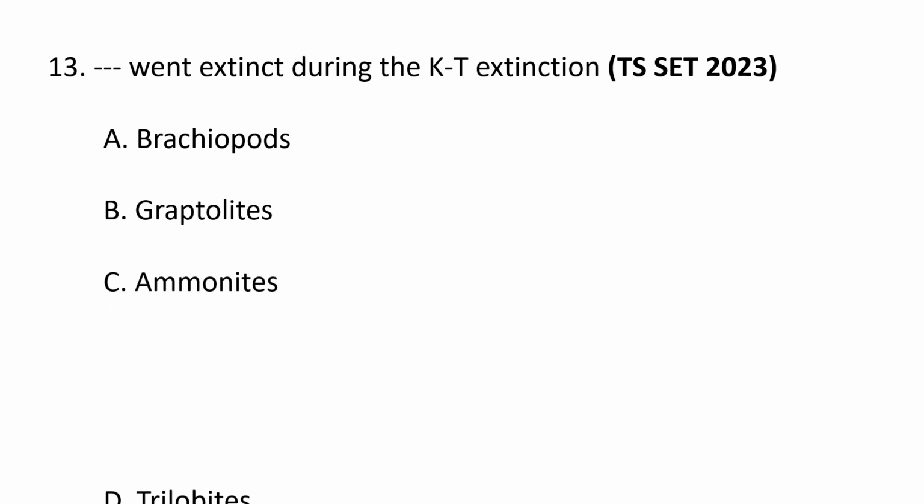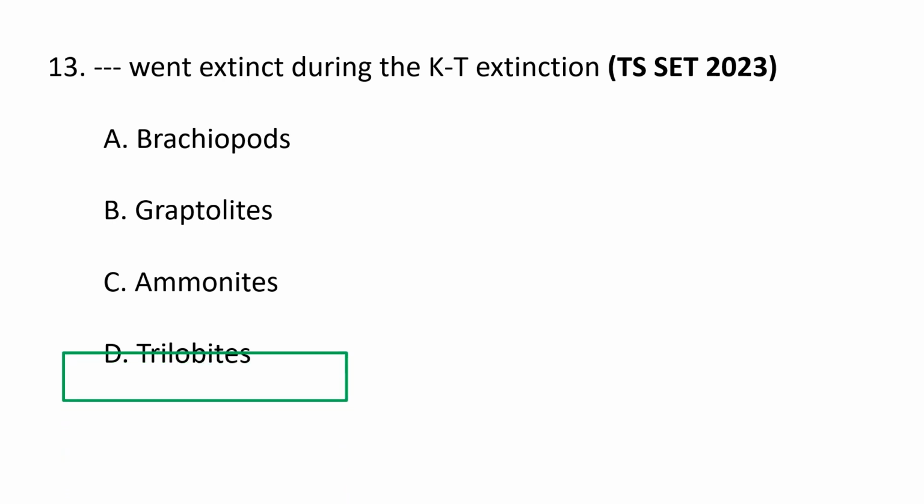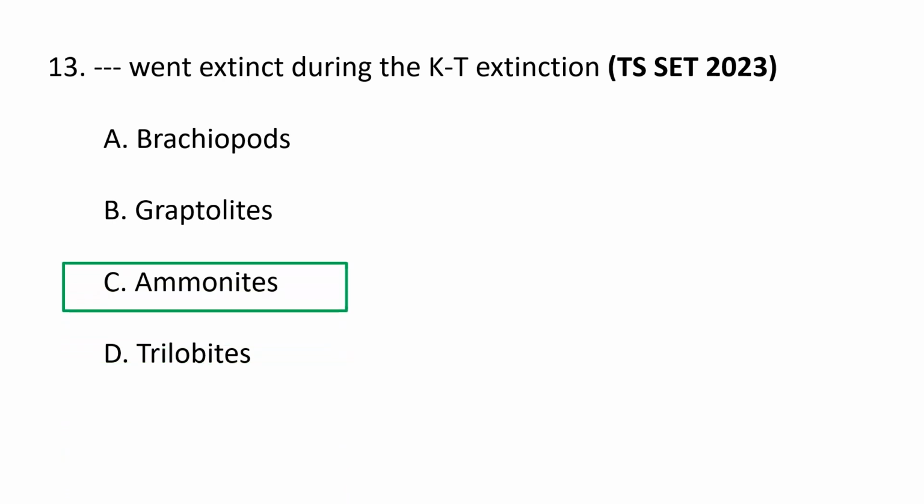Ammonites, and D. Trilobites. So the correct option is C. Ammonites. Why did ammonites go extinct?